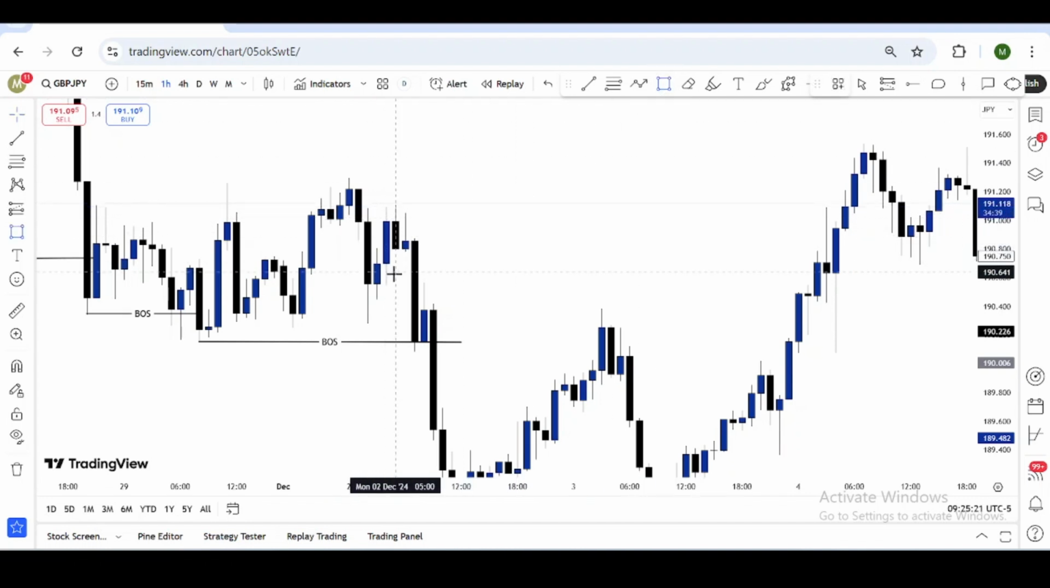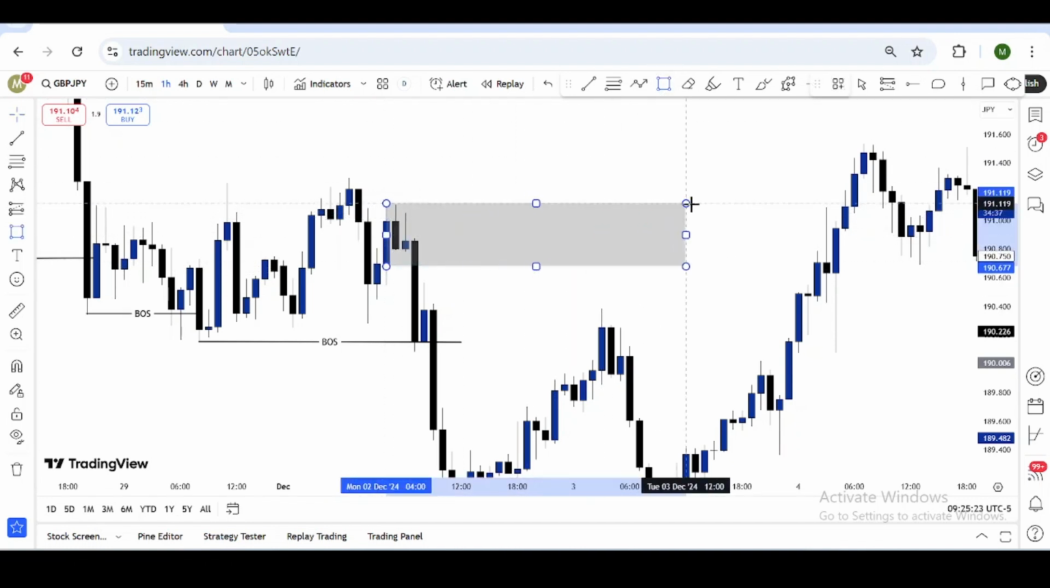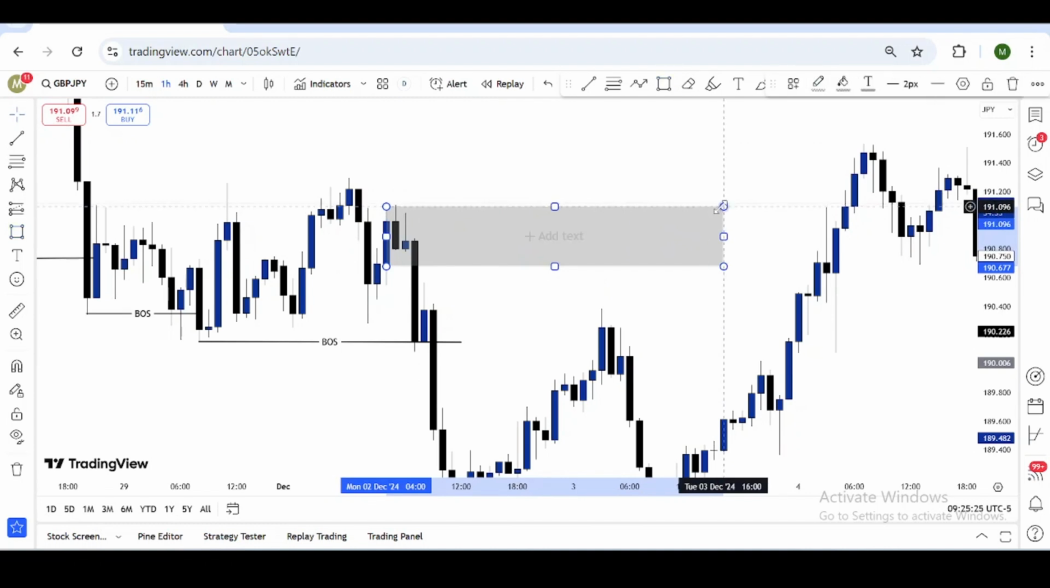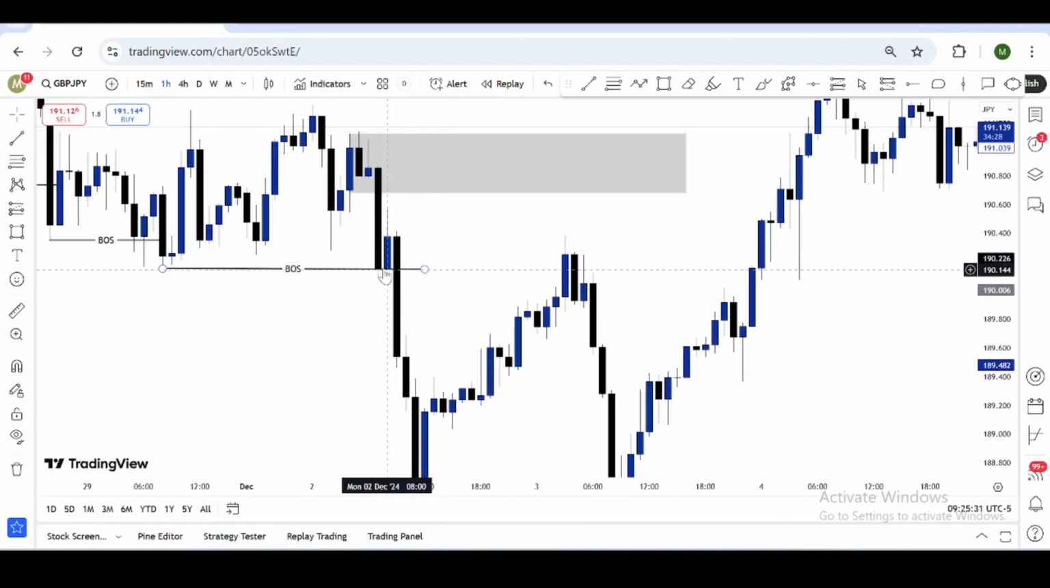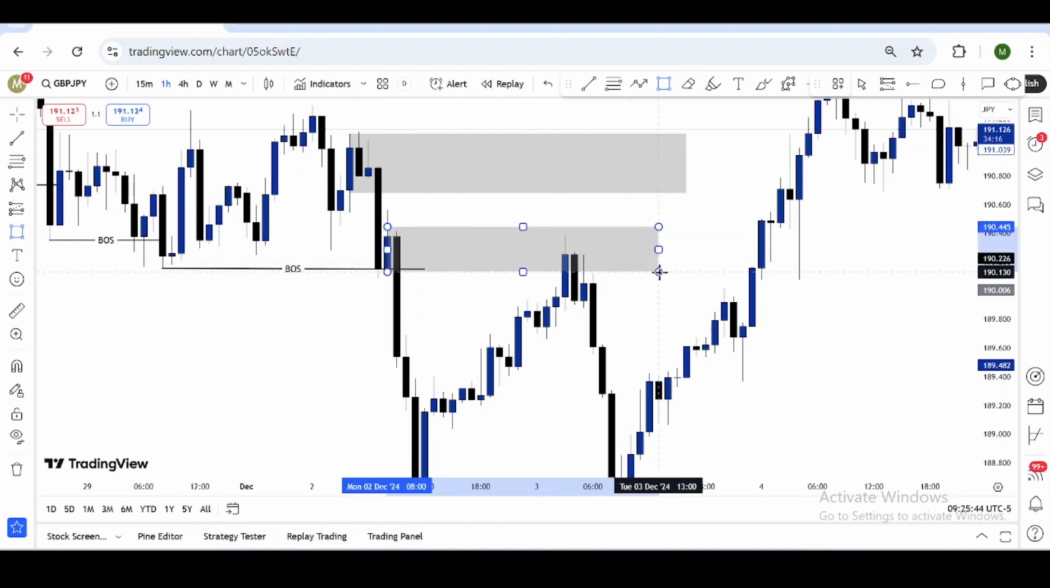Let me map this out. We have this order block here, this origin here. We have an order block here, this origin here. We have this last bearish candle before this consecutive push to the downside. This point is also a valid order block because it has imbalance close to it. You can see here. So let me just map it out.